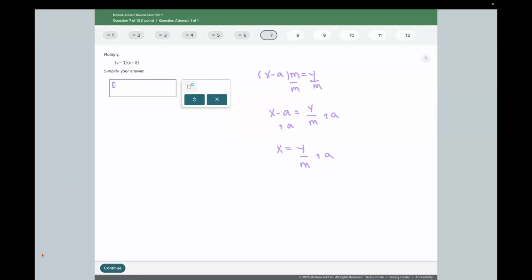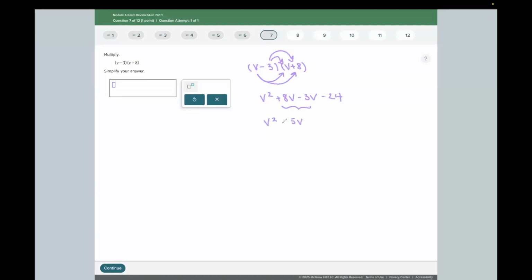Another one of distributing, but this time we're foiling. So let's do v minus 3 times v plus 8. FOIL first: v times v is v squared. Outside, v times 8 is 8v. Inner, -3 times v is minus 3v. Last, -3 times 8 is minus 24. And then let's combine, so 8v minus 3v is 5v. So the answer we'll type in is v squared plus 5v minus 24.